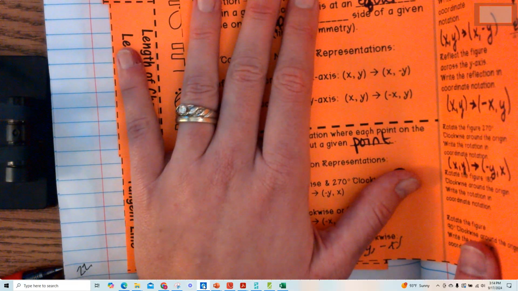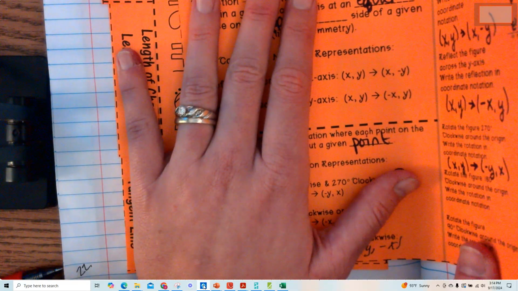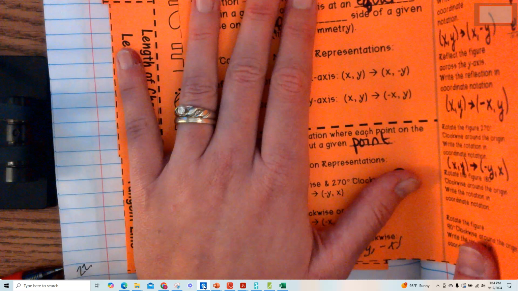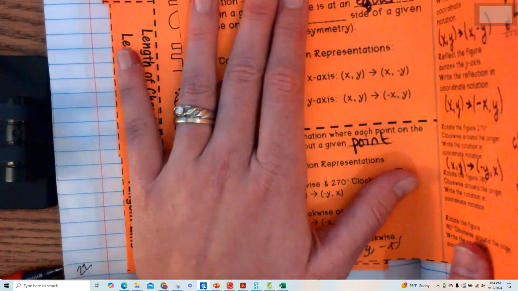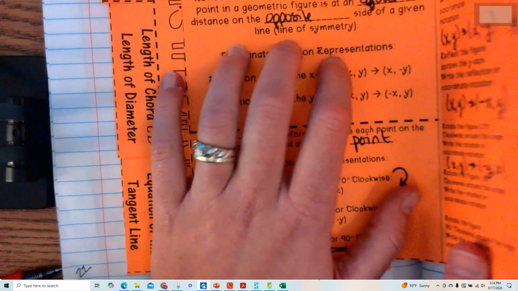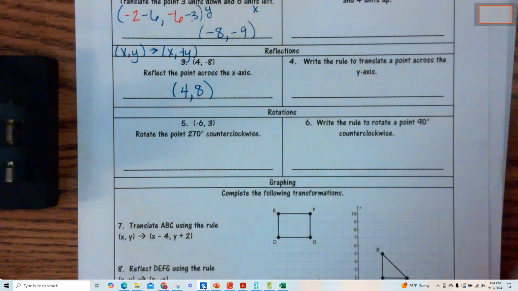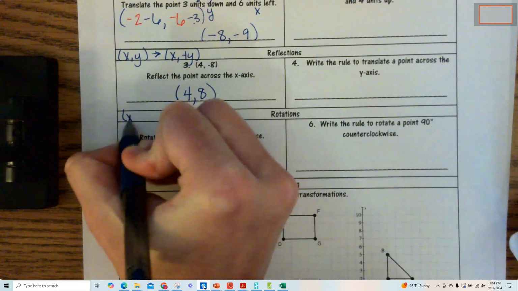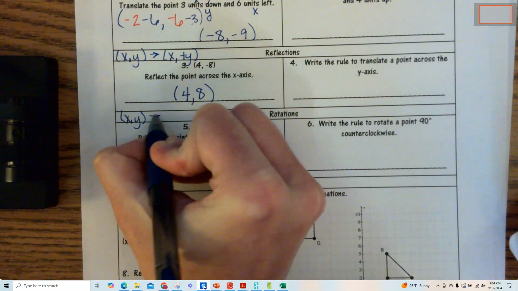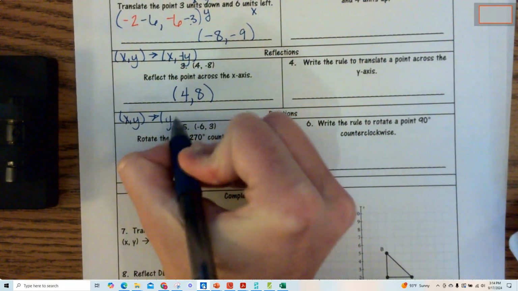FYI, the quiz on Friday, I'm going to take down the online notes. So if you don't have the paper notes, thanks for saying it for me. All right, so our rule for this rotation is x, y turns into y, -x.